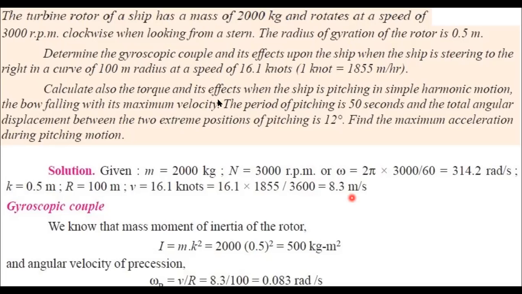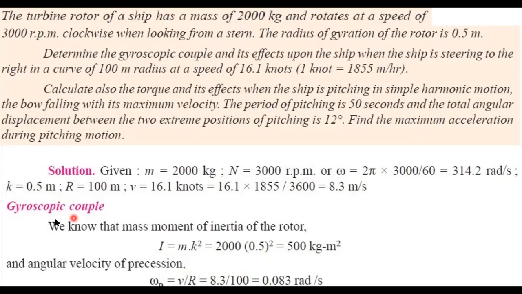Calculate also the torque and its effect when the ship is pitching in simple harmonic motion and the bow is falling with a maximum velocity. The time period is given, and the extreme position angle they have given is 12 degrees. And we also need to find the maximum angular acceleration during pitching motion. So alpha max we need to determine.